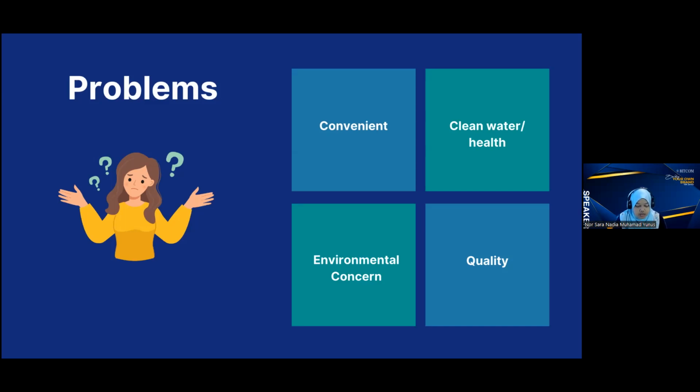And number three, we see that this product is very useful to people who are really concerned about the environment, who love nature. And the last one, this product might be meant for those who are looking for a high-end or quality product. So these are the problems that can possibly be solved through our self-filtered water bottle. Can you understand my example?